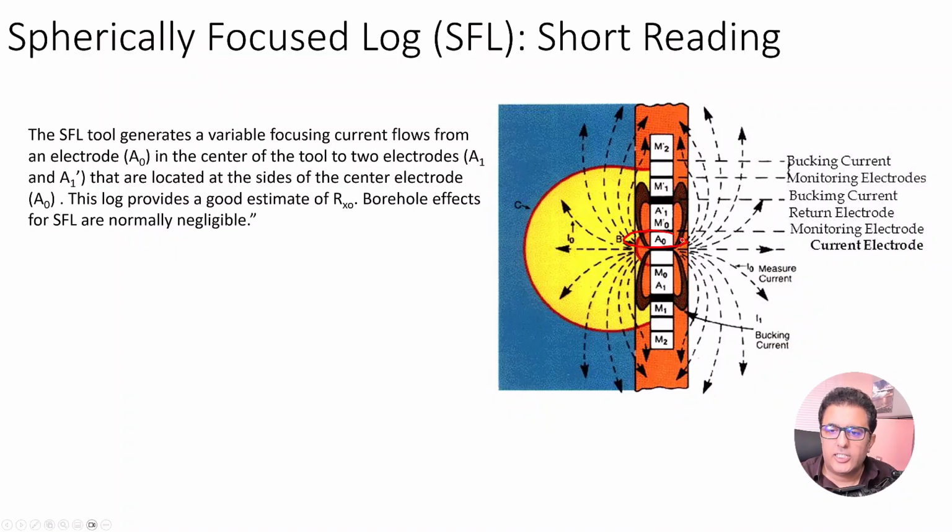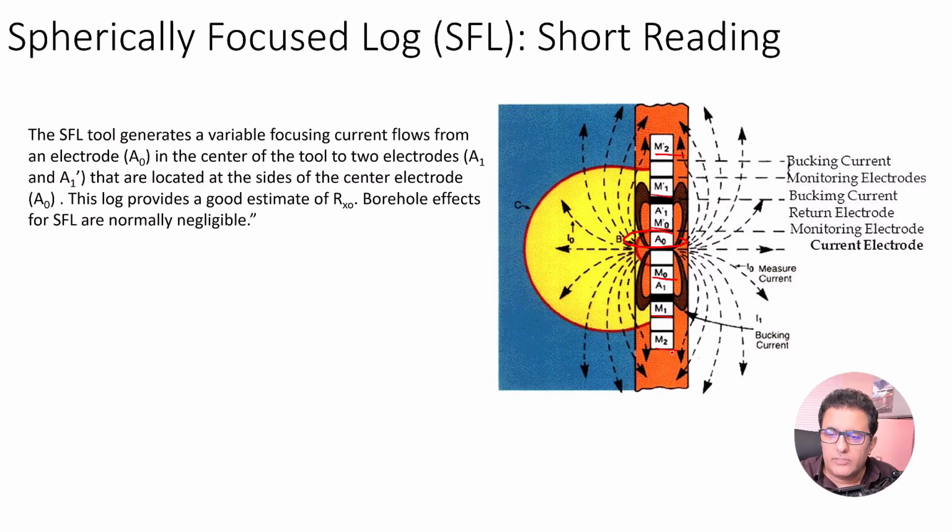And this central electrode indeed sends current into the formation, central current into the formation. And then what you see here, we have several measuring electrodes, M'1, M'2, M'0, and then M0, M1, and M2. What these electrodes do is indeed they measure the potential along the borehole.